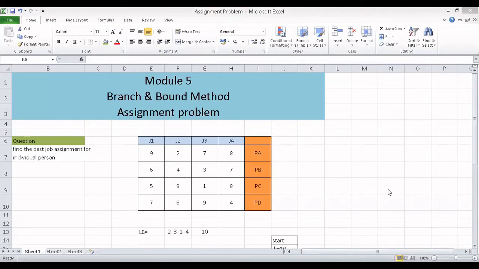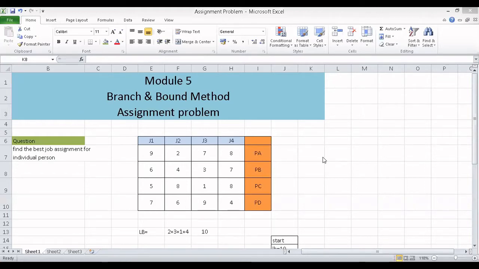So let us start. Today I'll be starting the new problem. The problem name is called assignment problem. Any students, if they're not able to see the screen, they can stop me.